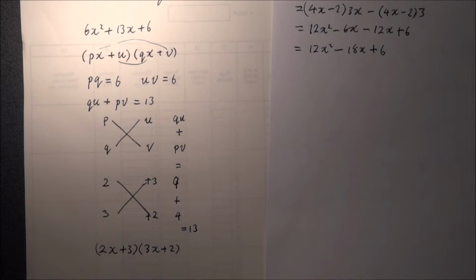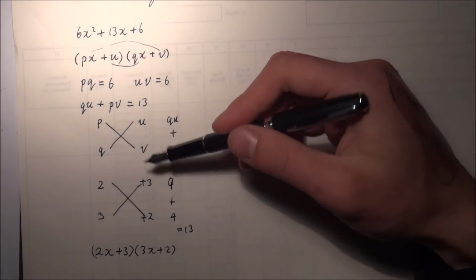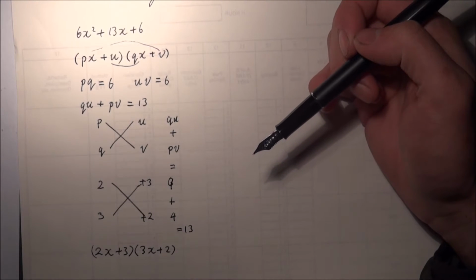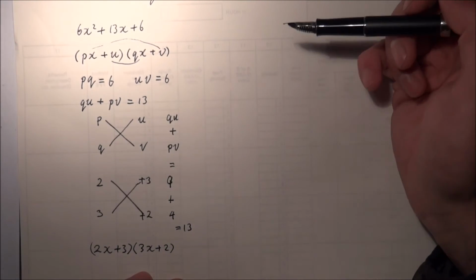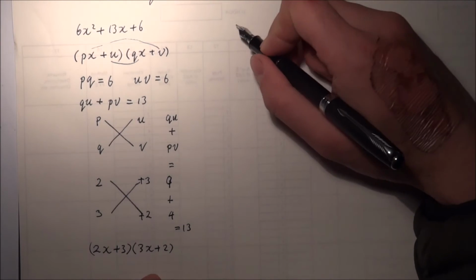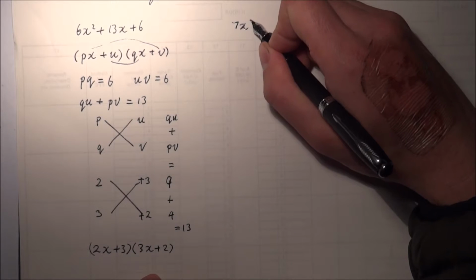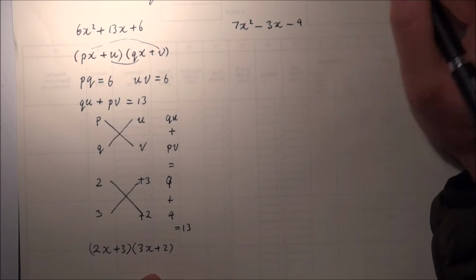So that's basically it. And of course, because this is quite straightforward, it's quite easy to find out what these four numbers are. But it may not be so straightforward every time. So for example, with 7x squared minus 3x minus 4.